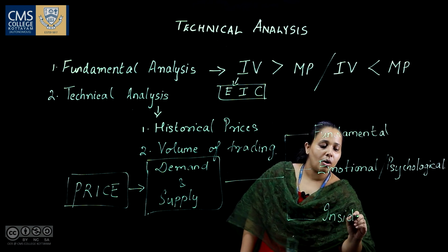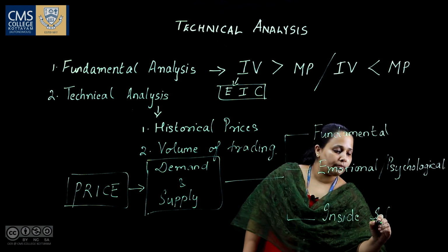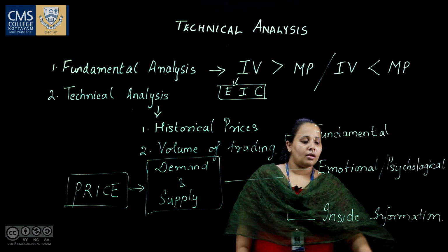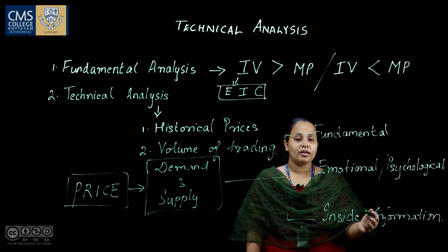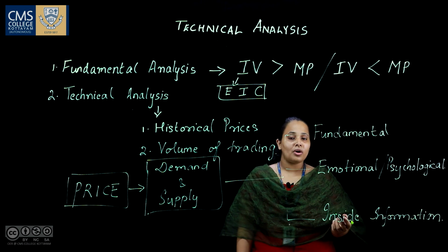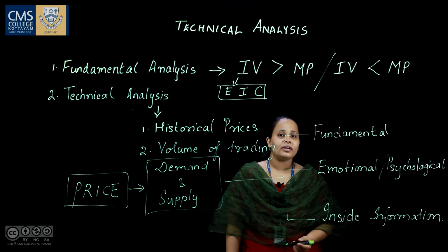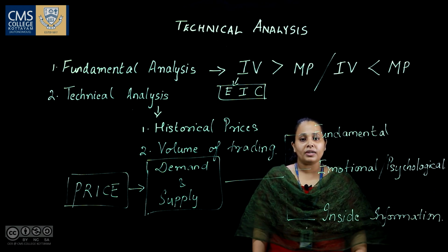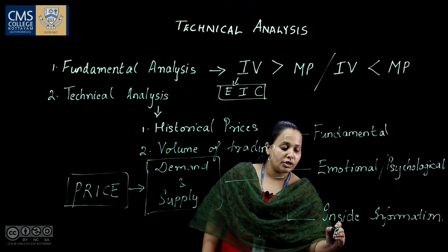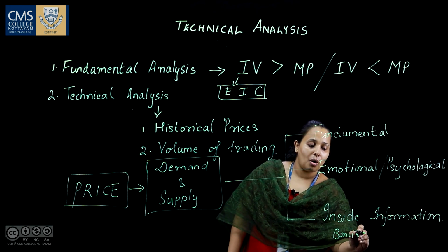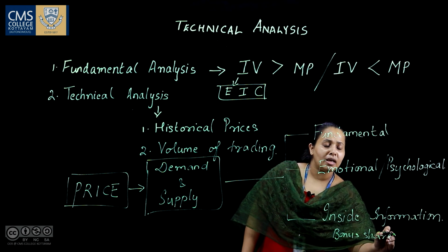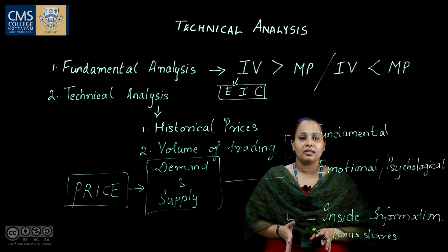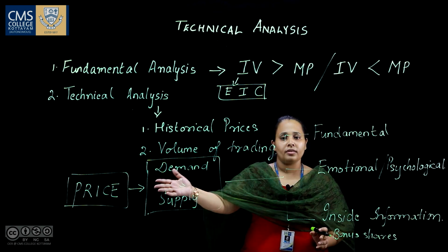And other than these, you have inside information too. Inside information or insider information is a fact or information about the company which is not easily accessible or not available to the general public. For example, it can be the company's decision to issue bonus shares or a rights issue, or it can also be a problem between the management and the labor in the company. That also could affect the price.